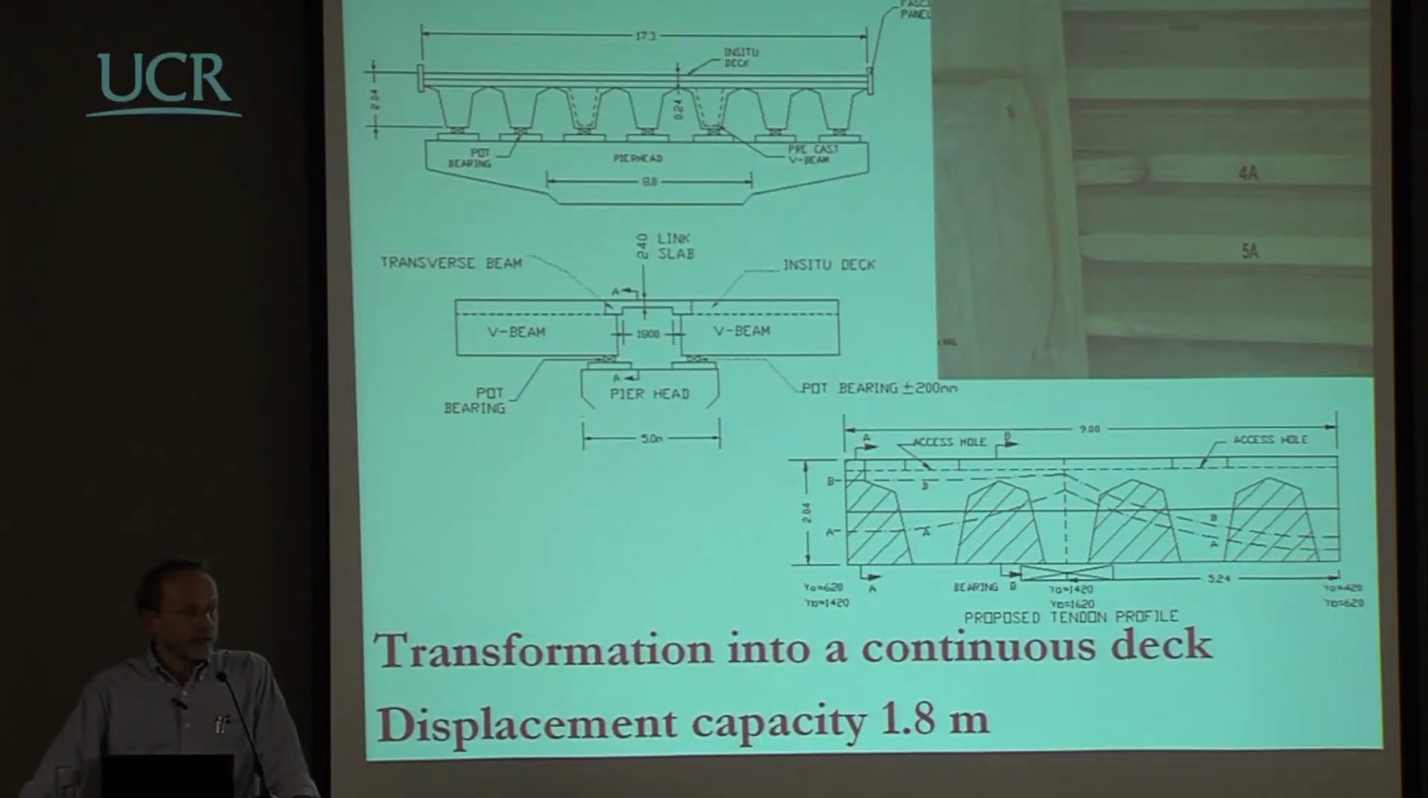And what we decided to do was to have only 2 bearings on top of each pier instead of 14 bearings plus 1 energy dissipating unit. And the total displacement capacity of these bearings was designed to be 1.8 meters in some cases and 1.4 meters in other cases, which is plus minus 90 centimeters, plus minus 70 centimeters.